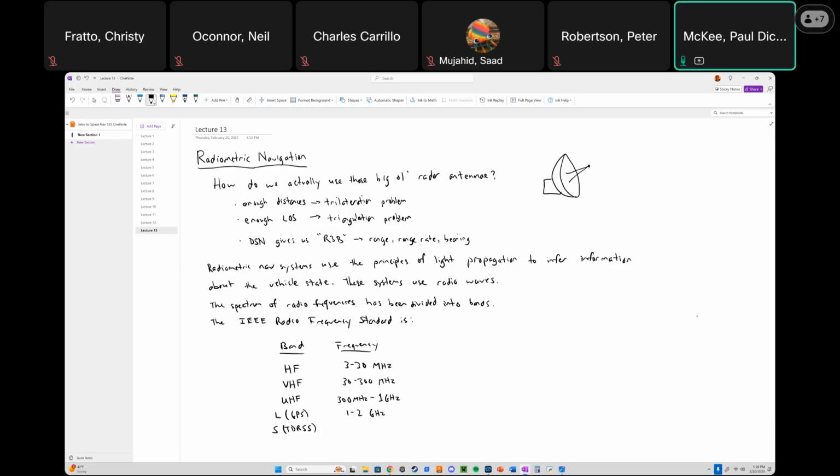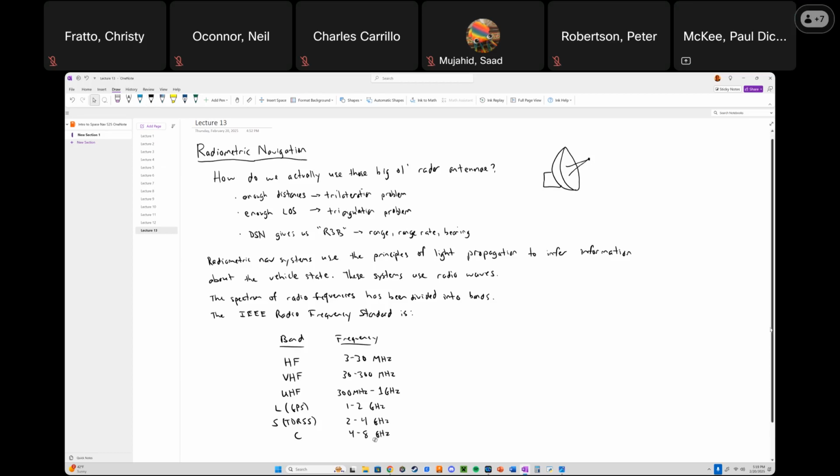For example, the ISS goes through TDRS. This is one of the de facto in-space communication methods that we've been using. So TDRS operates at 2 to 4 gigahertz. Right. The next is C-band, which is 4 to 8 gigahertz.